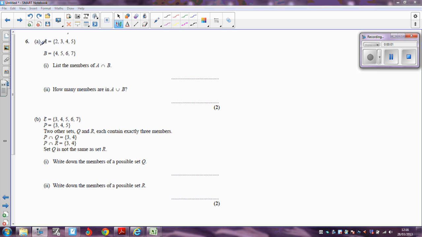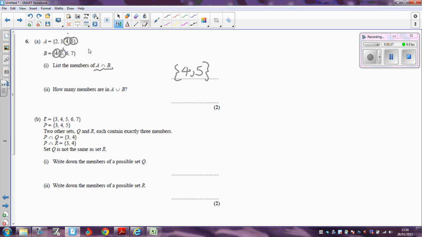Okay, this is a sets question where we've got set A is the numbers 2, 3, 4, and 5. B is 4, 5, 6, and 7. And we're asked to list, first of all, the intersection. So I'm looking for numbers which are in set A and also in set B. Well, I can see that 4 is in both sets and 5 is also in both sets. So A intersection B must be the numbers 4 and 5.